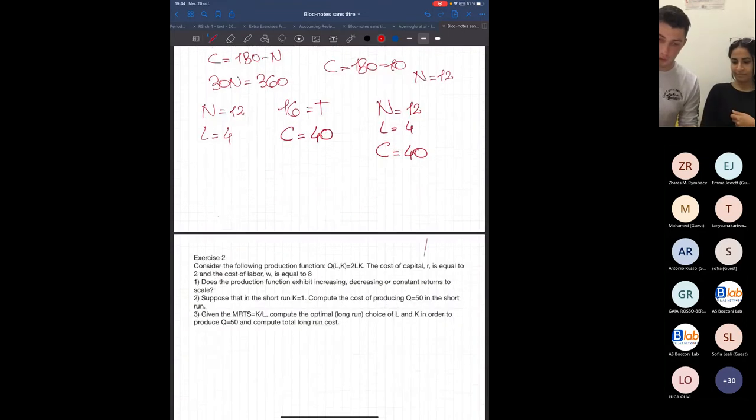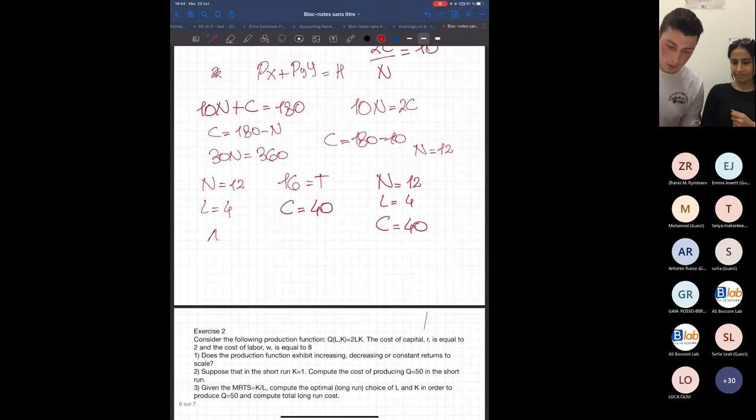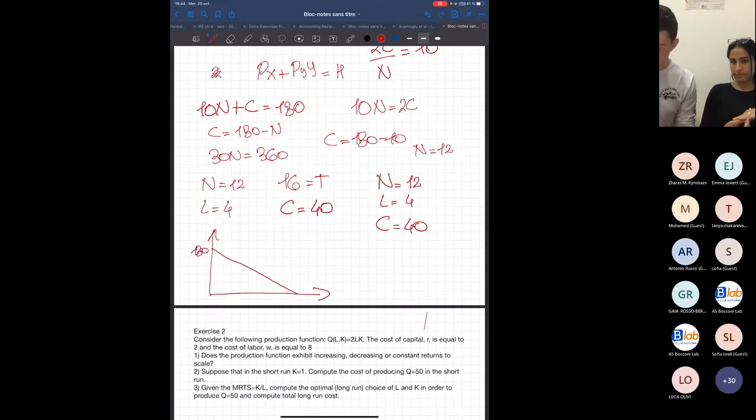Oh, and by the way, if you also want to represent this graphically, it's going to be this way. 180, 16, more or less our endowment is going to be placed at this point. Here is our leisure, that is 12. Here is our consumption, that is 40. All good?